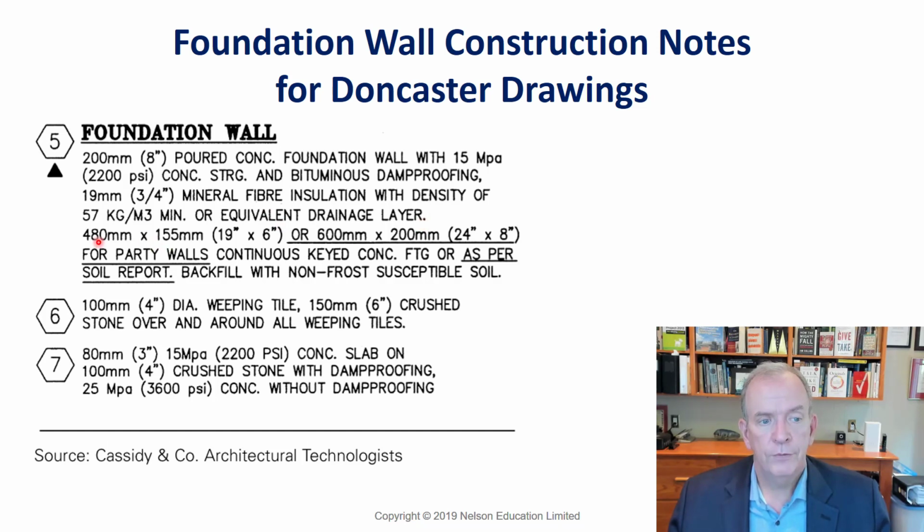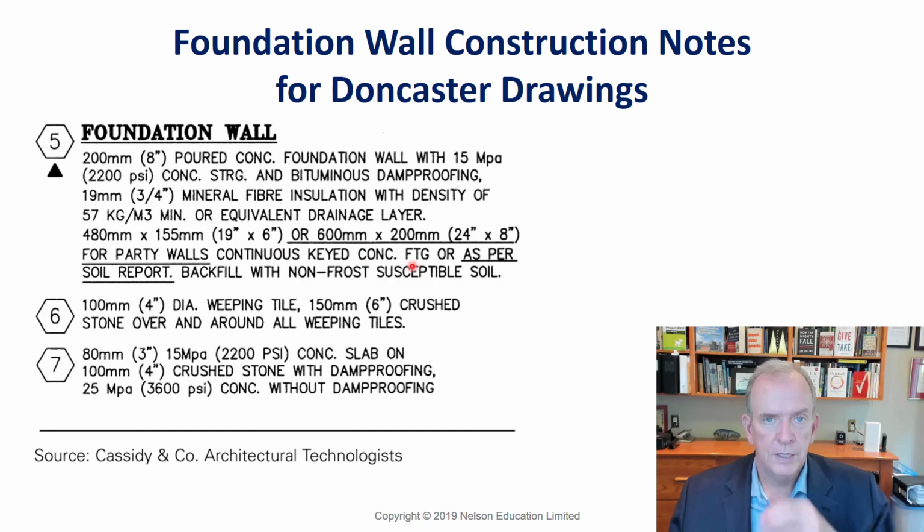It tells you the size of the footings. It's 480 millimeters wide by 155 millimeters thick, or 19 inches wide by 6 inches thick, same thing. Then it says, or 600 by 200 for party walls. Well, this is not a party wall, so this is our size. A party wall is a wall that separates townhouse units.